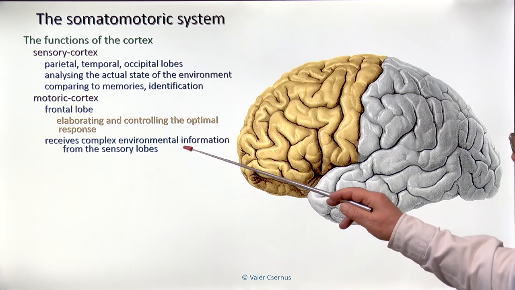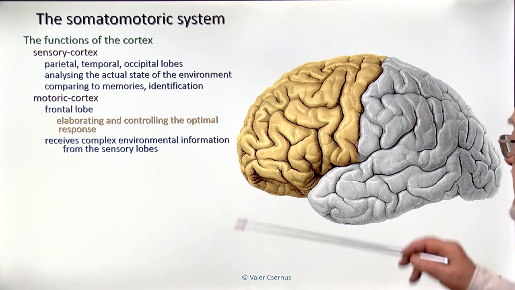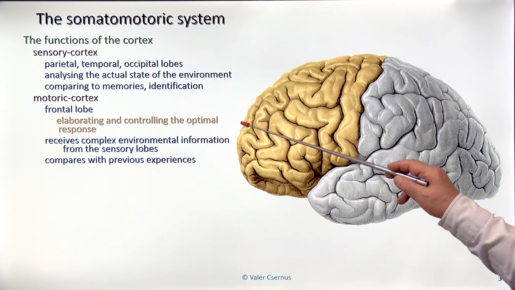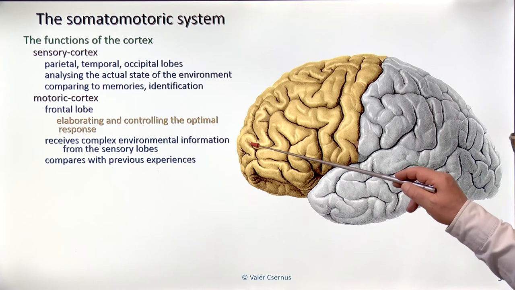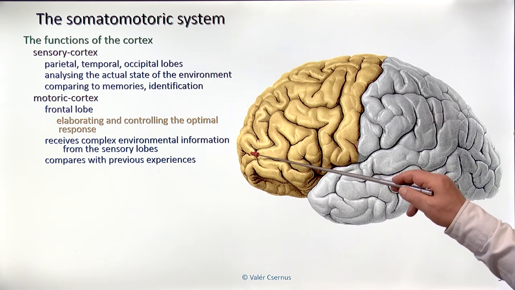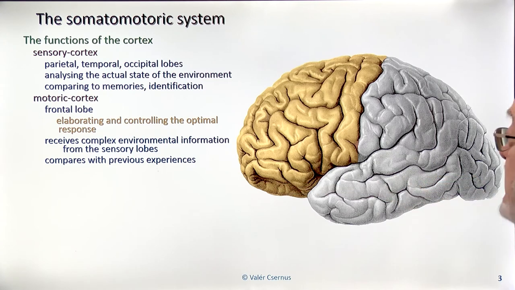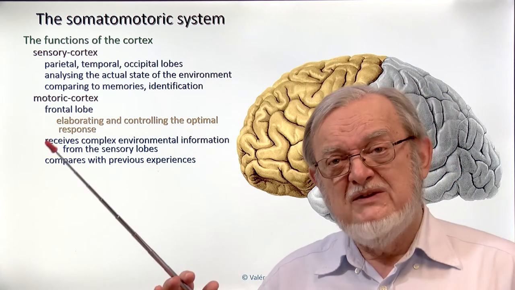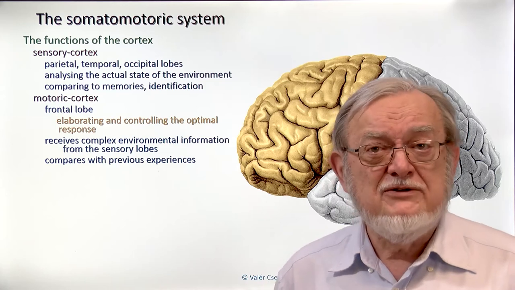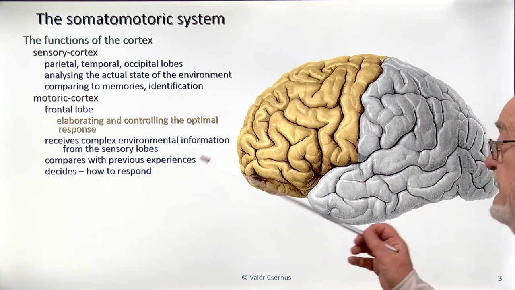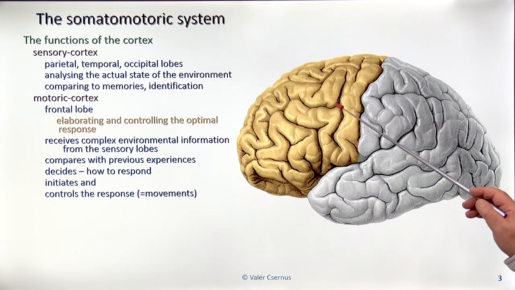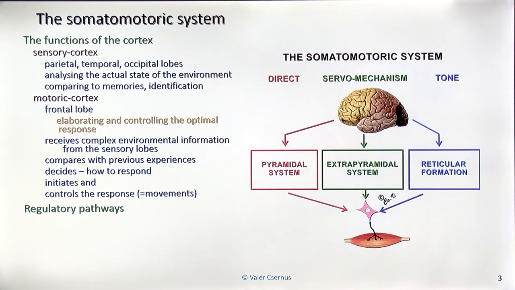First of all, it gets the information from the different sensory lobes and compares previous experiences, already getting complex information, a certain person, a certain sentence meaning, and so on. And this is compared to the previous experience. We analyze: if you reacted this way, it was good for us; if you reacted that way, it was bad for us. So we select whatever is going to be best for us. So we decide how to respond. Then, whenever we have decided, we initiate the movement. And it not only initiates, it also follows these movements along the way.